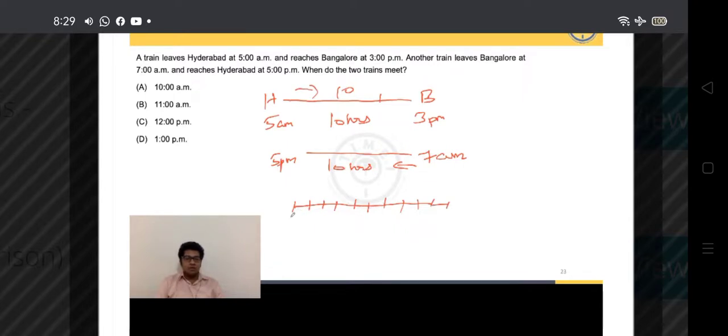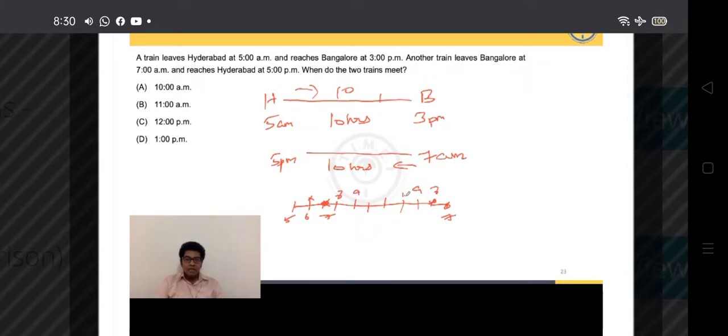Okay. Now this is at 5 a.m. So for every hour, the train will be, so 6 a.m. the train will be here at 6. At 7 a.m. the first train will be here. Now at this time, the other train starts. This starts at 7 a.m. At 8 a.m. this will be here. This train will be here at 8 a.m. At 9 a.m. this will be here. This will be here.